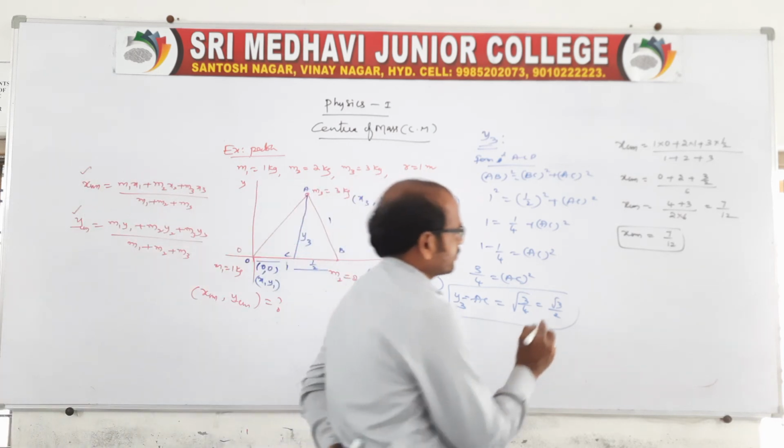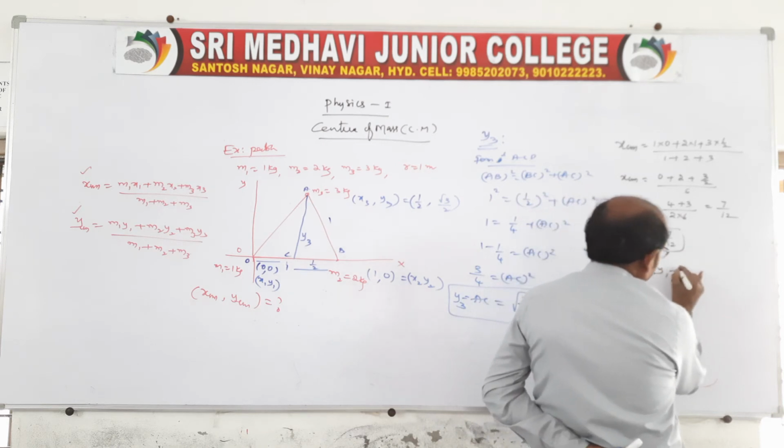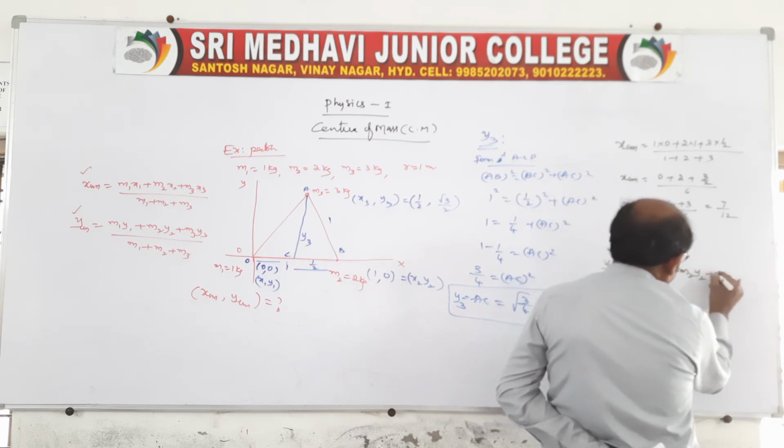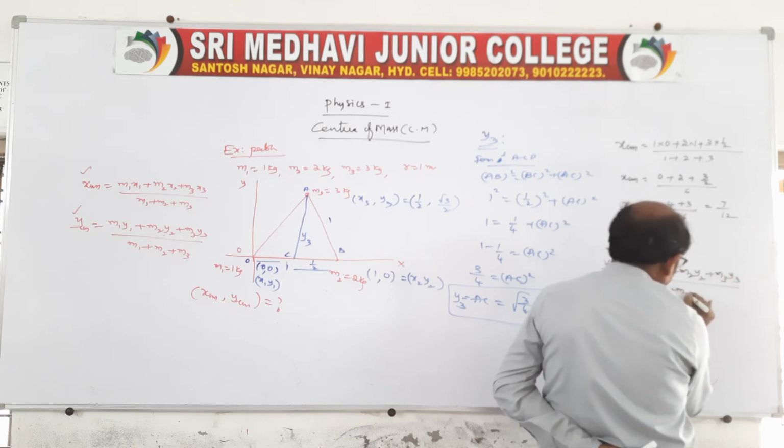Now in the same way we get ycm also. So ycm is m1 y1 plus m2 y2 plus m3 y3 by m1 plus m2 plus m3.